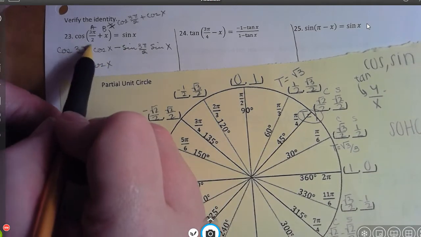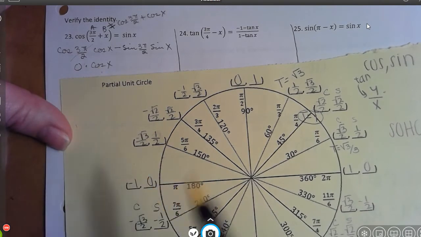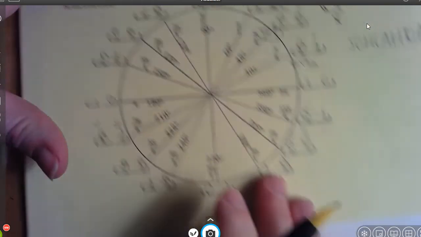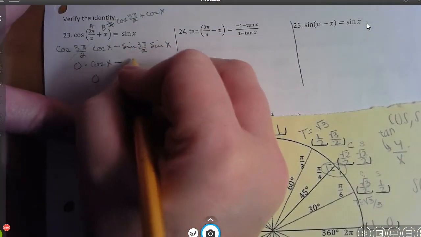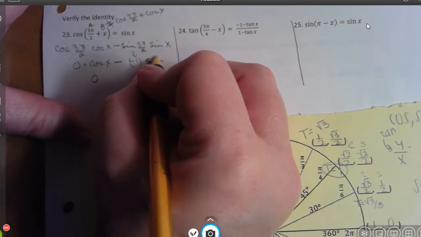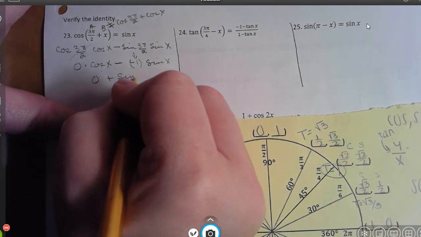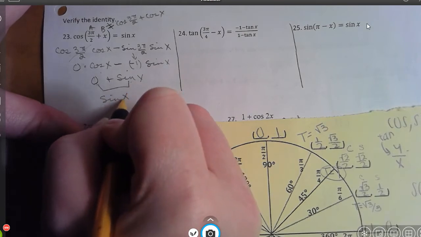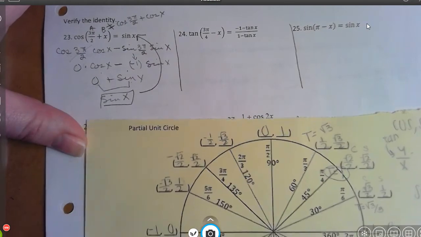Now guys, I will have you all cancel this and keep the cosine. But if you have 0 times cosine, what's the answer? You better know it's 0. And sine of 3 pi over 2 is negative 1. So minus sine, this piece is a negative 1 times sine of x. Well, minus a negative becomes a plus. Sine of x. 0 plus sine is sine of x. Final answer matches what you have. Now you're done.